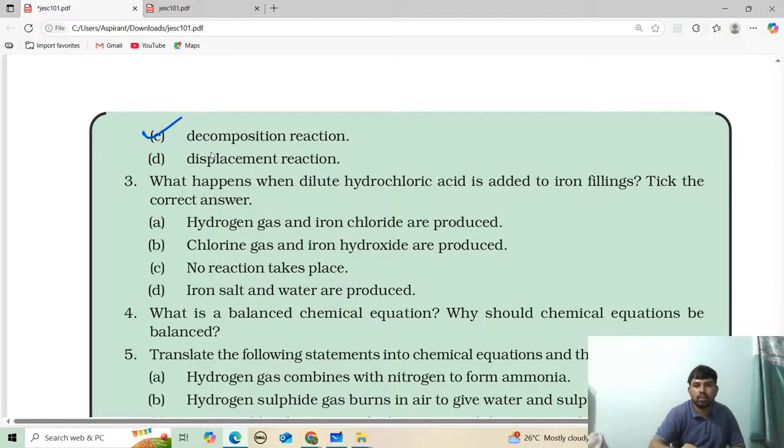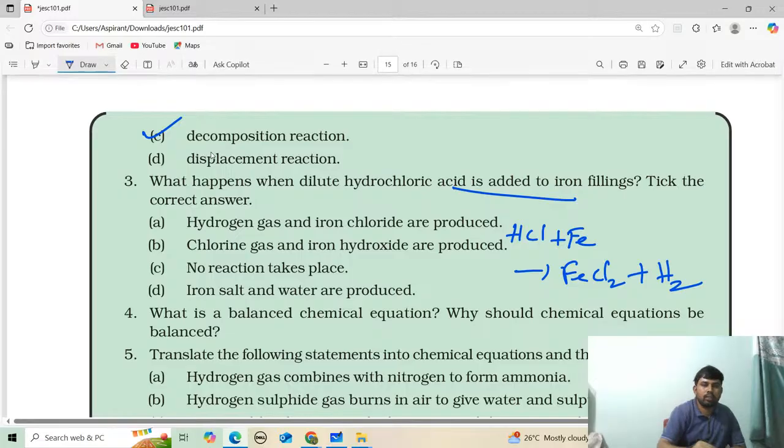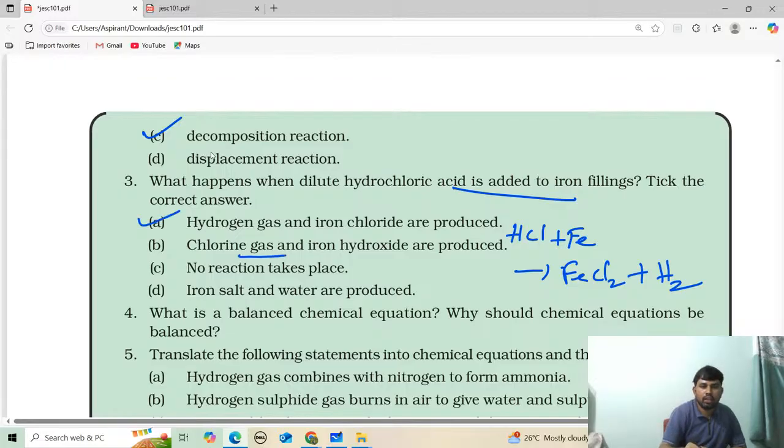Right? What happens when dilute hydrochloric acid is added to iron filings? We are adding HCl plus Fe, then either FeCl2 or FeCl3 will be produced and hydrogen gas is produced. So hydrogen gas and iron chloride is correct. Chlorine gas is not produced here. No reactions taking place is wrong. Iron salt and water is wrong, since hydrogen gas is produced there.